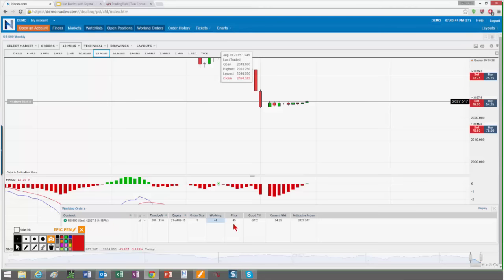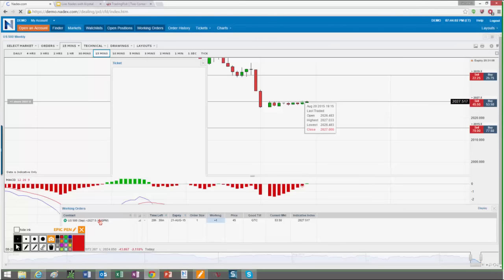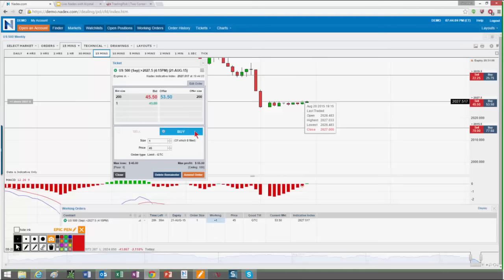And under working orders, you'll see this is populated right now. And it shows that my price is 45. That's what I'm willing to buy it for. The current market's at 54.25. The only way that order is going to fill is if the marketplace drops. It's actually starting to drop a little bit right now. Low enough to 45 to fill me. If not, it's going to be a no fill.